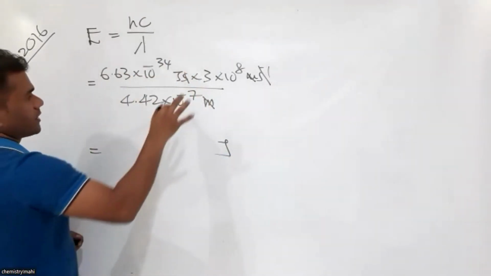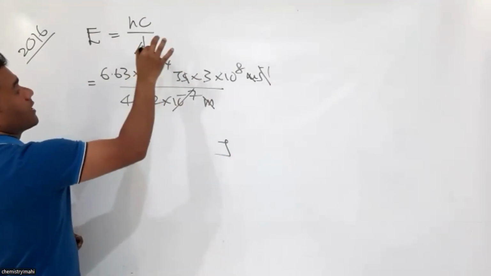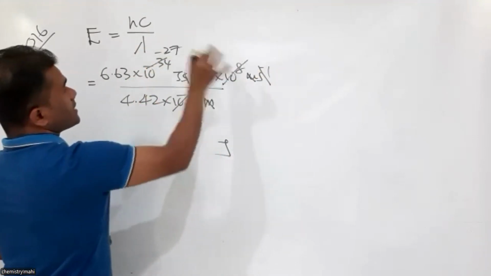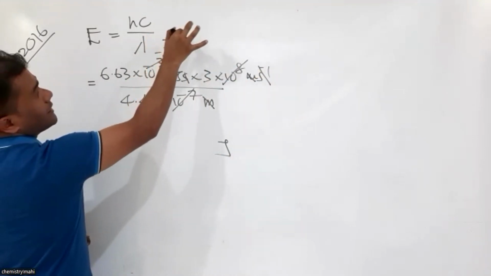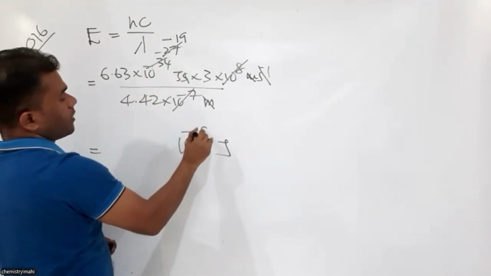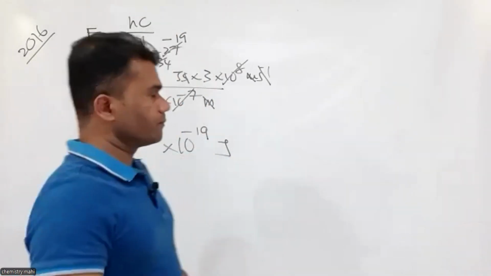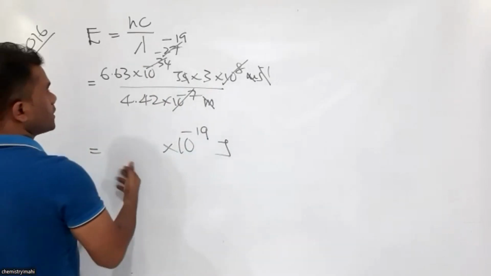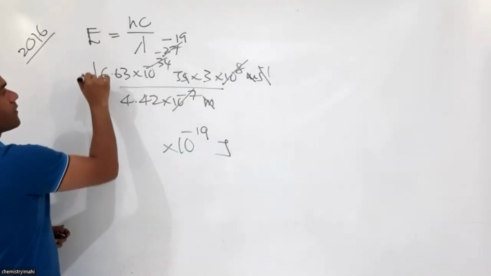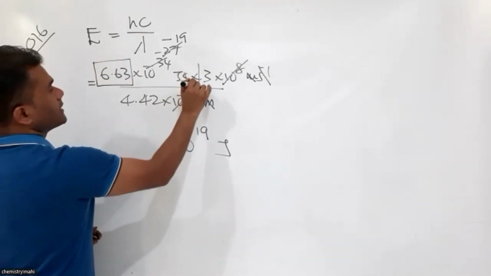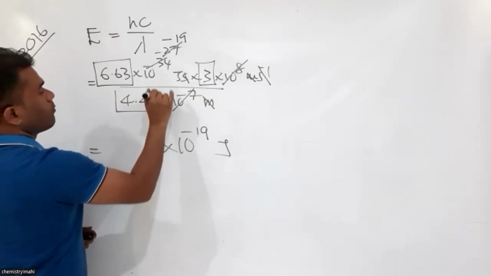Then simplify the 10 to the powers: minus 7, minus 27, plus 8, minus 19. So we end up with 10 to the power of minus 19 joule. Then we have quite a difficult number. You see, 6.63 multiplied by 3 divided by 4.42.